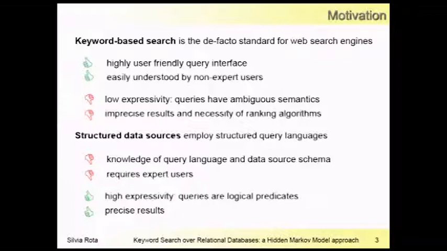What is the difference between a search on the web and a search on structured data sources? On structured data sources, we usually employ a structured query language. This language requires an expert user that knows both the query language and the schema of the data, I mean the structure of the data in the source. And they have advantages which are the high expressivity and precision. The queries are logical predicates, and the result returned is a Boolean result. A result either respects the logical predicates and is returned, or is not returned.